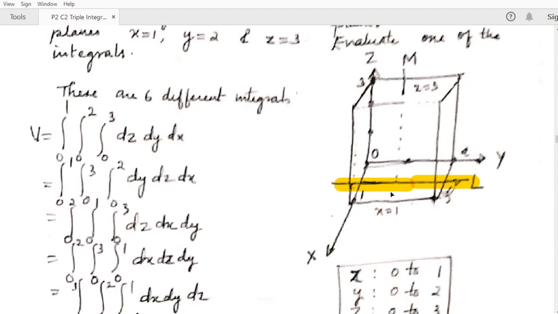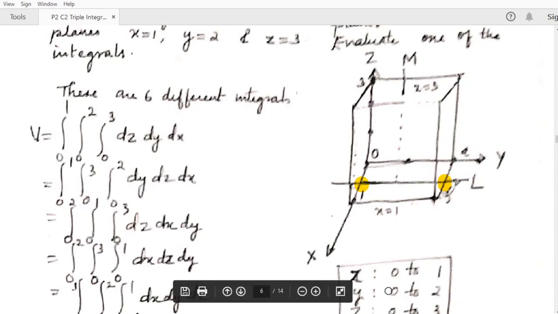So we can see that this line enters the solid at this point and leaves the solid at this point. Now at these 2 points we have to find the value of y, and we have to find the limit of y. So we can see that this is a point on the x-axis. Whenever we are considering a point on the x-axis, the value of y at this point will be 0, and z is 0. So we get that at this point the value of y is 0.